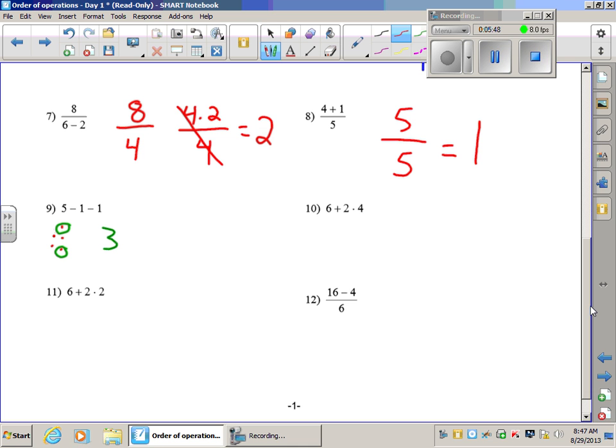Number 10, you have addition and you have multiplication. This is addition and this is multiplication. Well, addition is very low priority and multiplication is medium priority. So some people would get this wrong by not following the order of operations. The order of operations says you must do the multiplication first. So you're just going to copy the 6 plus, because that's low priority, and then 2 times 4. 2 times 4 is 8. So 6 plus 8, that's 14.